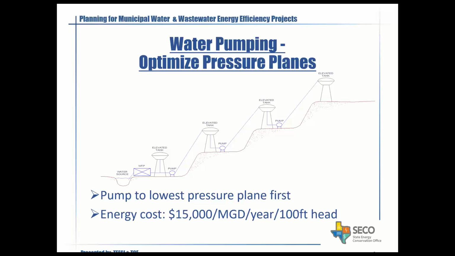One of the first things I look at is your water pumping and determine how many pressure planes you have in your system. And I always like to recommend a pump to the lowest pressure plane first. I've seen cities that mistakenly pump to the highest pressure plane first and let everything flow down to the lower pressure planes, and that sure can waste a lot of energy. So a typical energy cost is about $15,000 per MGD per year per every 100 feet of elevation you have to pump.